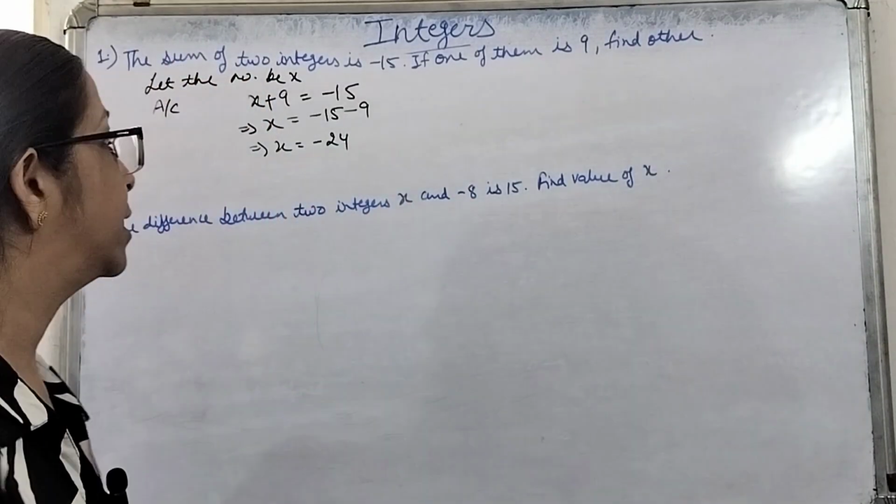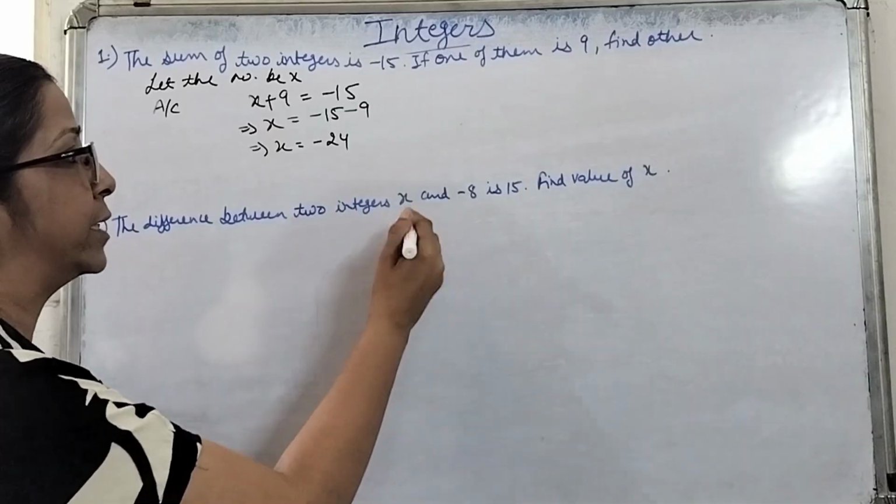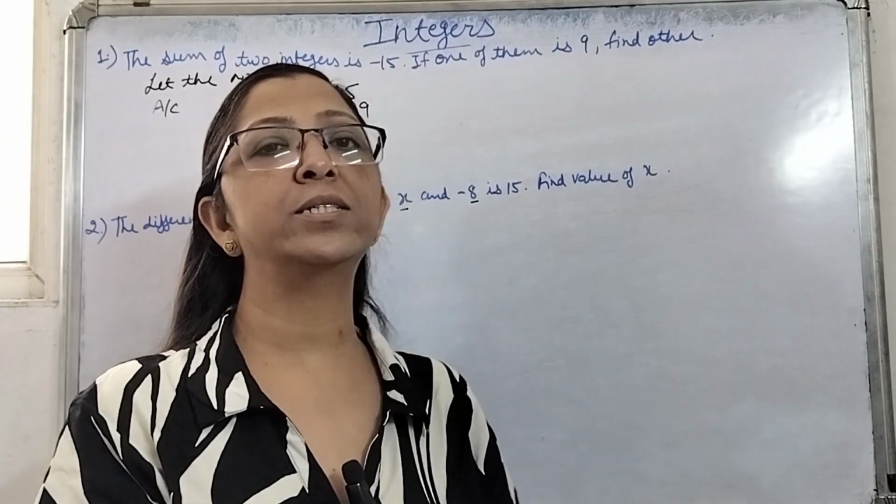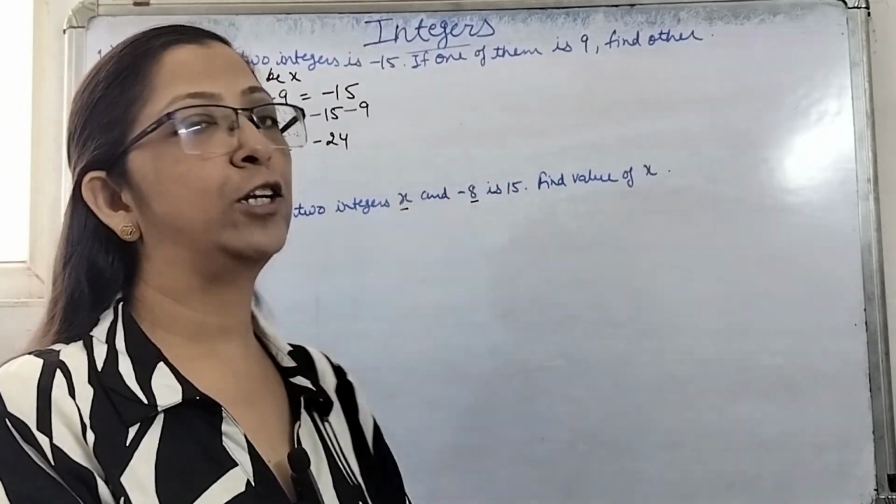The next question is, the difference between two integers x and minus 8 is 15. Find the value of x. Now over here, two integers are there. One is x, another is minus 8. The difference between these two is given to us as 15. We have to find the value of x.